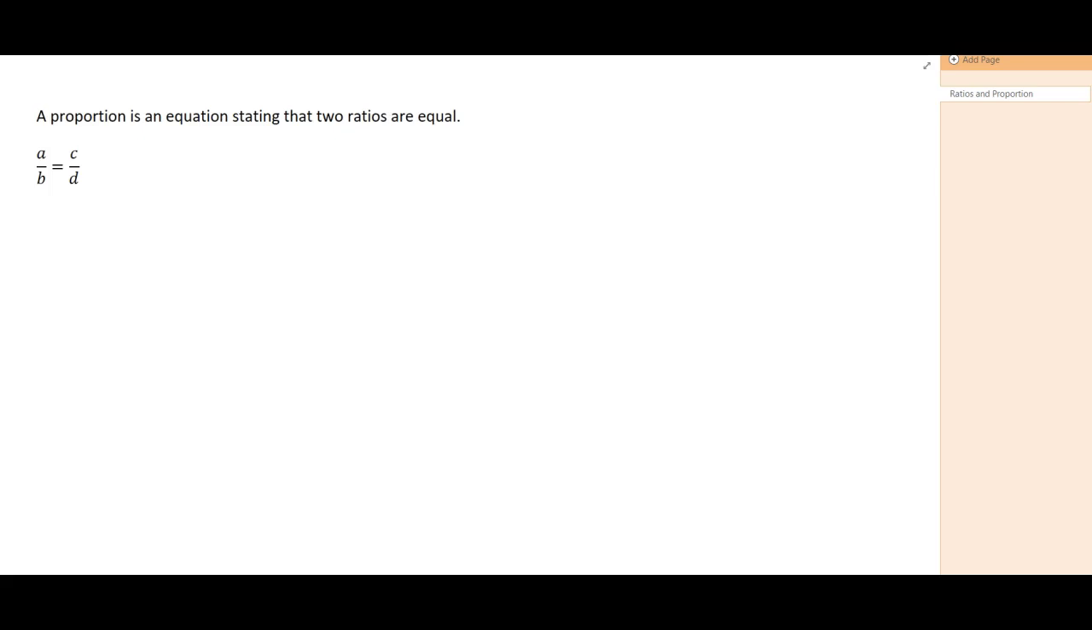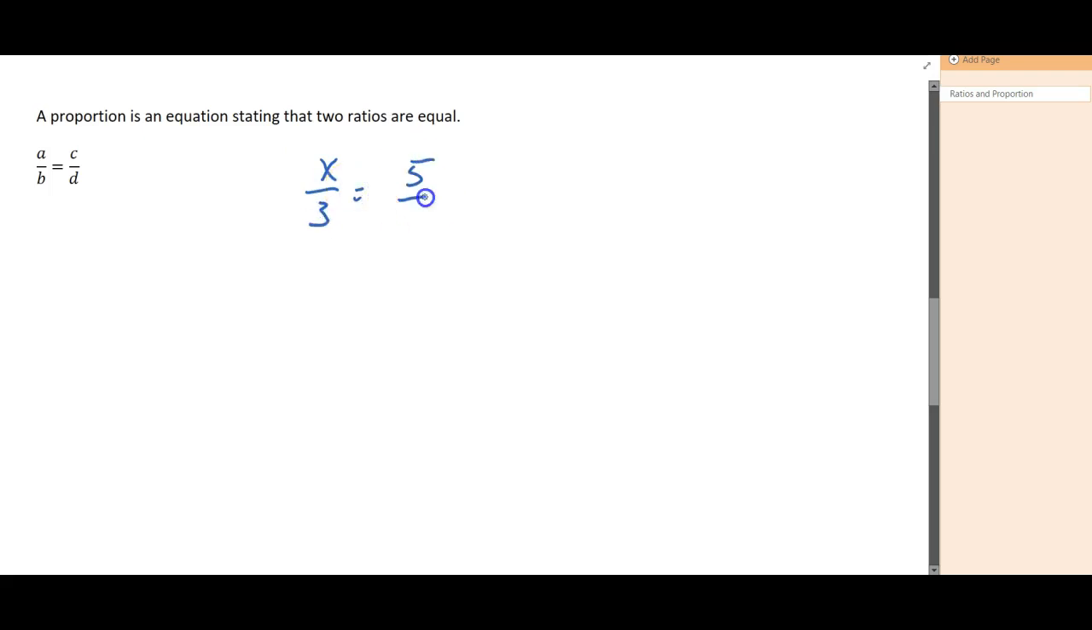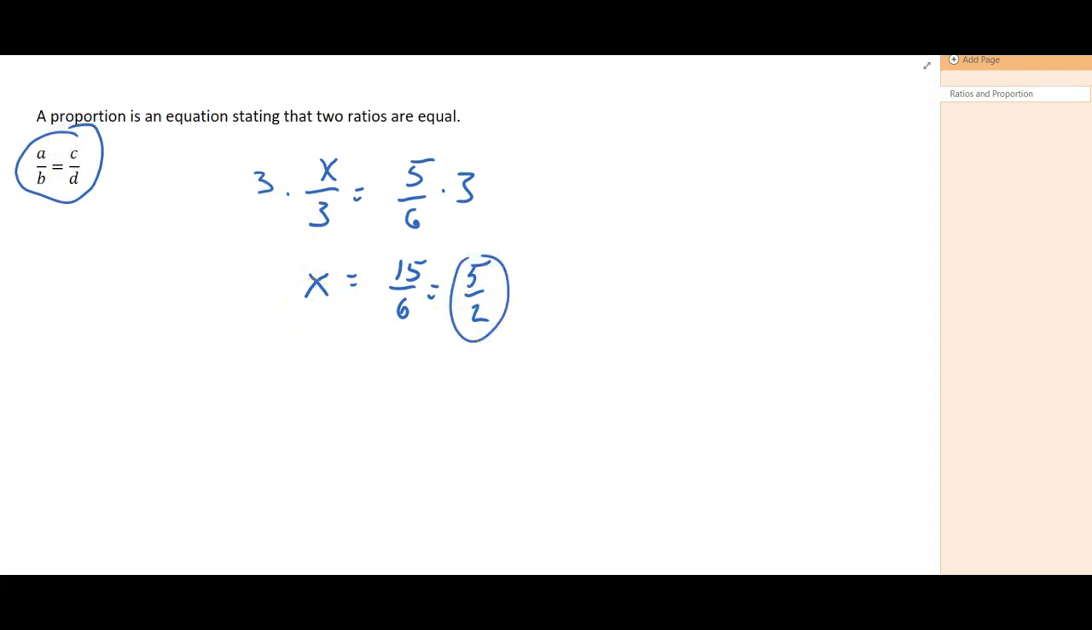Now, a proportion is an equation. So it's got an equal sign in it, and it states that two ratios are equal to each other. So for example, you could say x is to 3 as 5 is to 6, and you could solve that by multiplying both sides by 3, and so you get x is equal to 15 over 6, which reduces to 5/2. So this is the proportion, and this is a ratio that x is equal to.